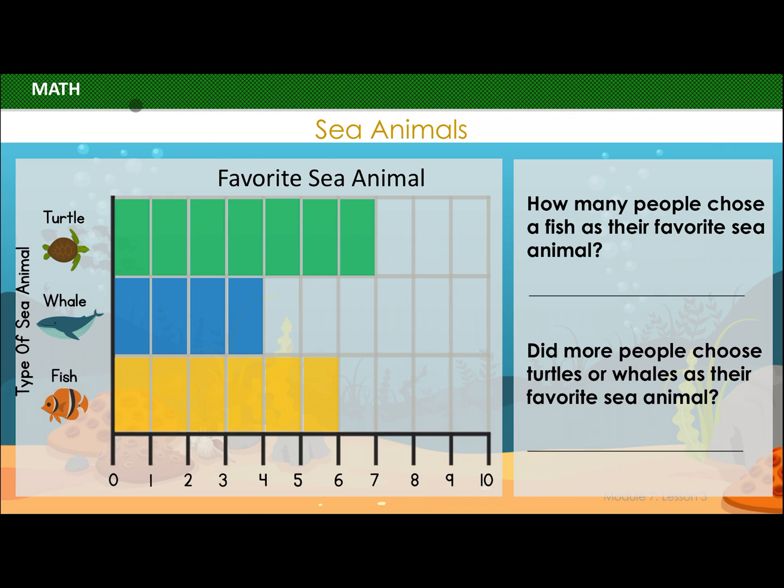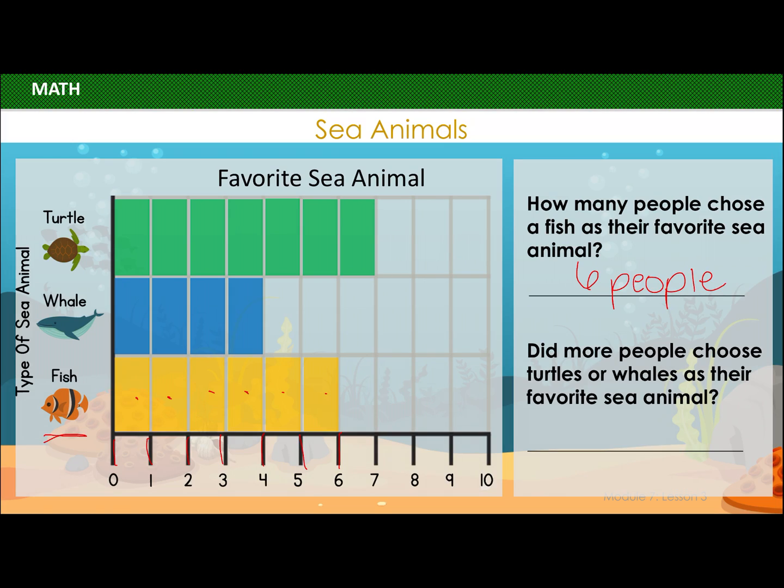The next one is about sea animals. So my first question is, how many people chose a fish as their favorite sea animal? So I'm going to come down to fish, and I look at my little ticks here, and it stops at 6, but I'm going to count my boxes just to make sure. 1, 2, 3, 4, 5, 6. So 6 people chose fish as their favorite sea animal.